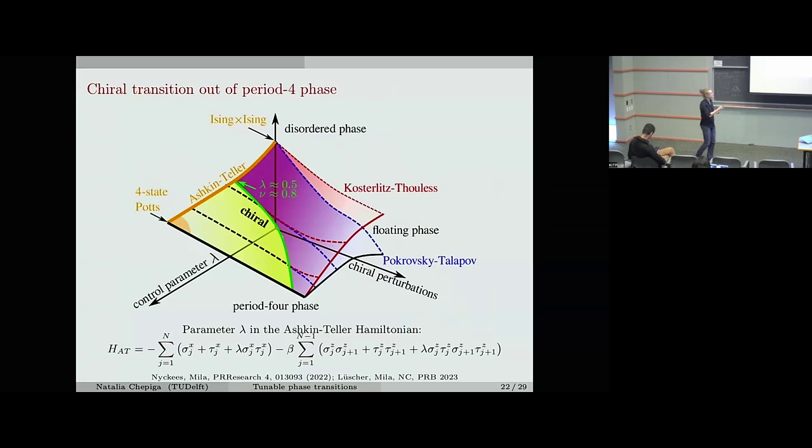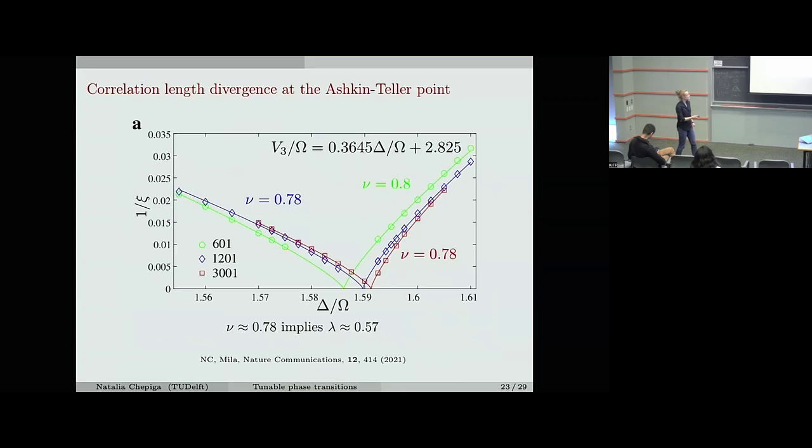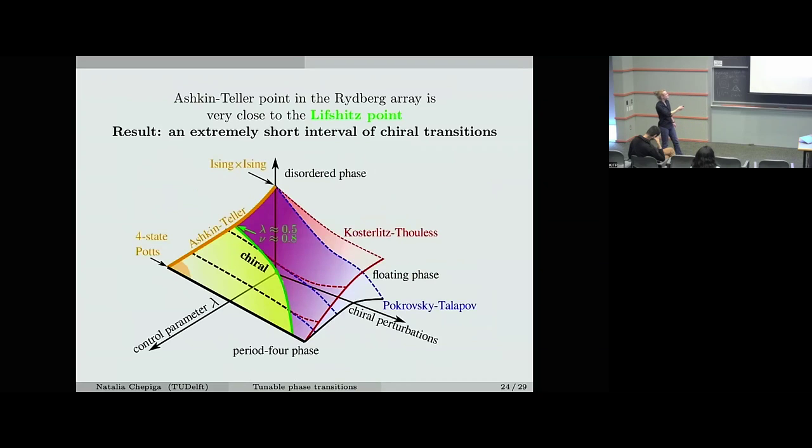class. But depending on where we are on this line, chiral perturbation might be irrelevant, or relevant and lead to a chiral transition, or relevant and directly open a floating phase. And what happens in Rydberg atoms is that the critical exponent of the correlation length is 0.78, that corresponds to this Ashkin-Teller parameter 0.57, that on this phase diagram sits right here, super close to this green Lifshitz point where chiral transition actually disappears. So we just have not enough room for chiral transition to develop. That's why it is so short.